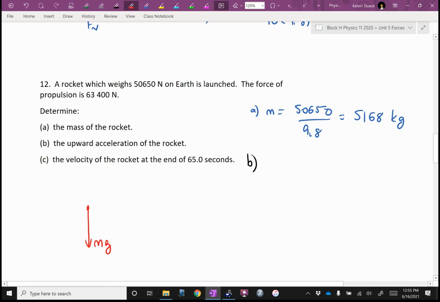Acceleration isn't a force. I got to be fussy. I gave it a name. You could call it that. I wouldn't take marks off, but I actually used a fancy schmancy word in the question. Force of, I'd probably call it F prop. Bigger, smaller, or the same size as mg? Well, mg is 50,000. F prop is 63,000. Hey, Captain Obvious, it's bigger. I know the numbers this time.